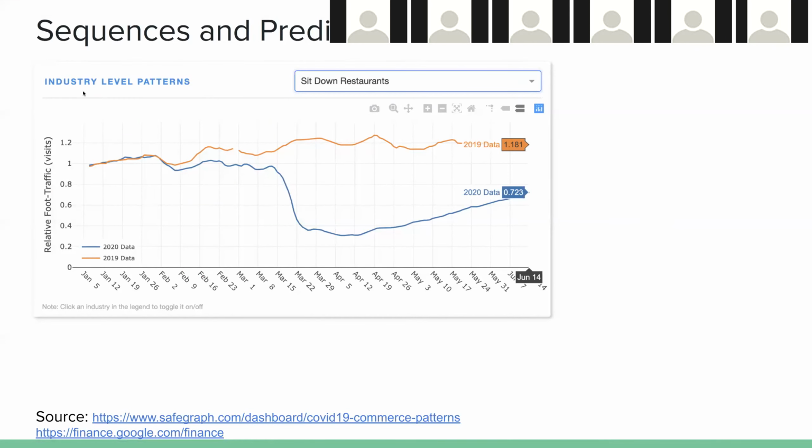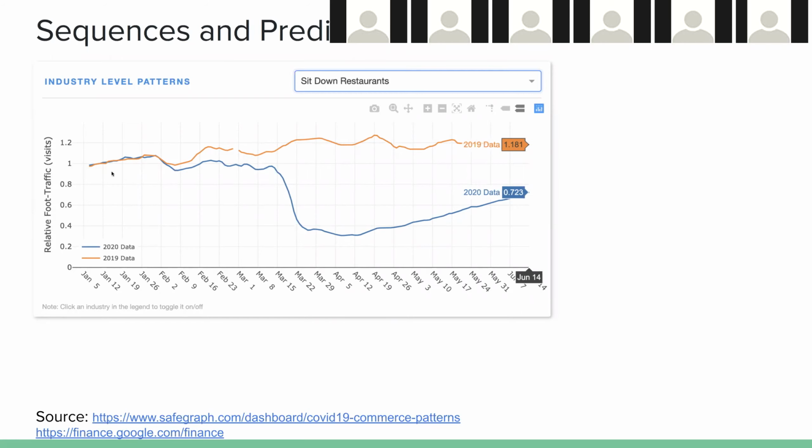Again, this is just another time series. I found this really interesting graph here on safegraph.com, where I wanted to see some patterns or some more real life scenarios of trends. So what I look for is what is on the y-axis. On the x-axis we have time, and on the y-axis we have something called relative foot traffic, or basically visits. And we have two time series. In orange, we have the 2019 time series, and in blue, we have 2020.